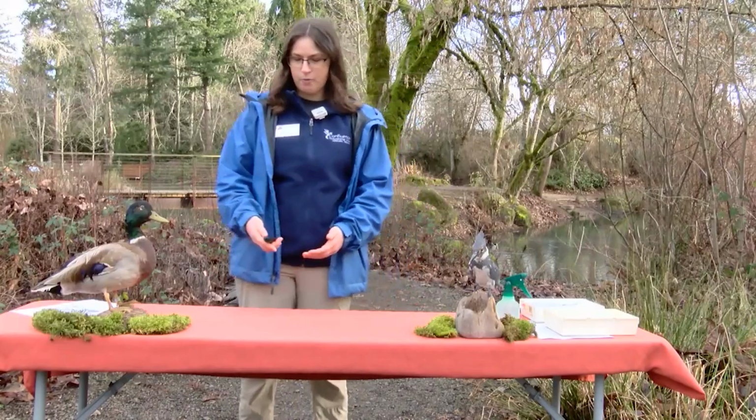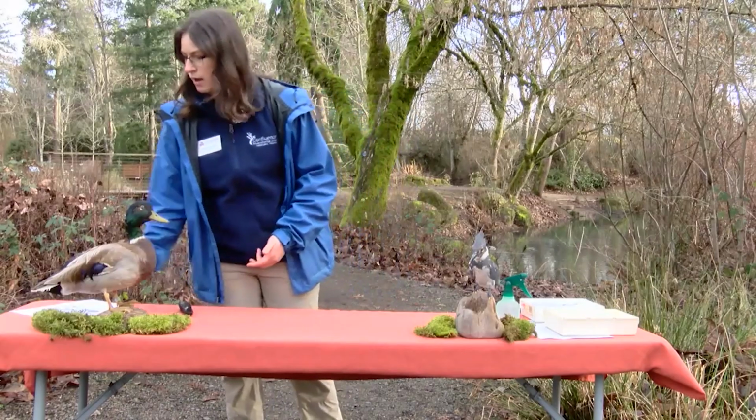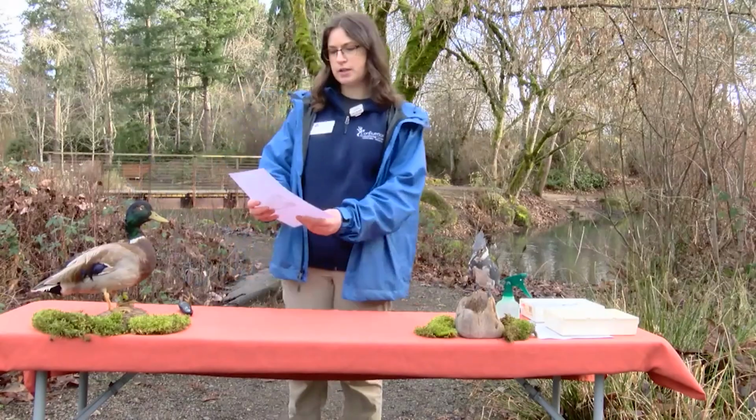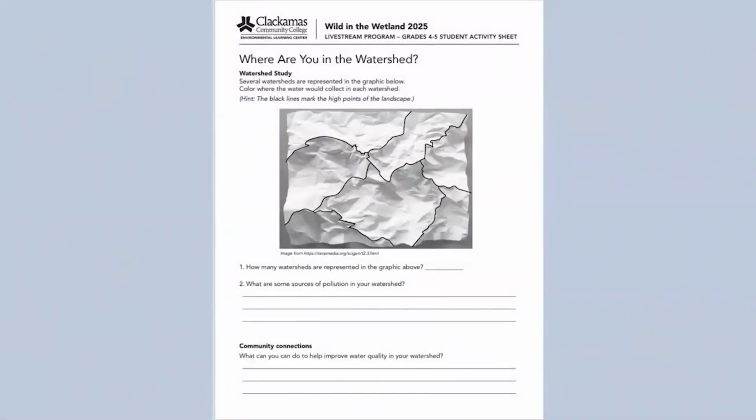The first thing that I want to share with you all is that you may have an activity sheet in front of you, and it's got the title of the episode at the top. The first thing is a watershed study. It says that several watersheds are present in the graphic below. Color where the water would collect in each watershed, and there's a helpful hint that the black lines mark the high points of the landscape.